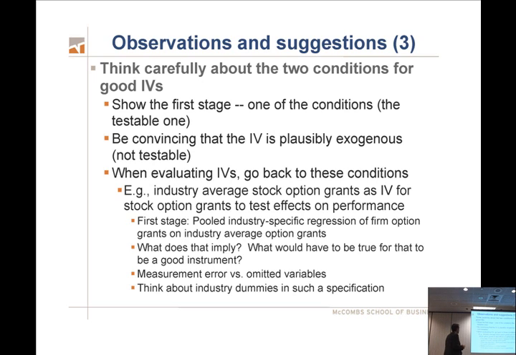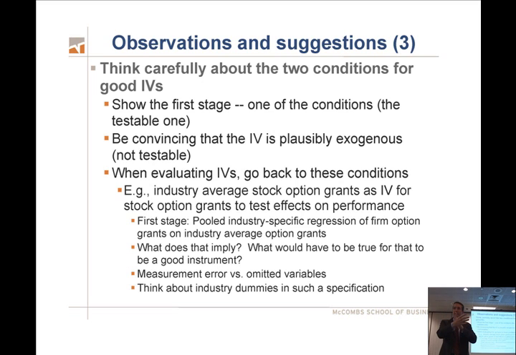Okay? So the first stage of that kind of test is that you would run some sort of pooled industry-specific regressions over time of firm option grants on the industry average option grants. So what does this imply? What is necessary for this to be a good instrument? Take the omitted variable problem, for example. What you have to be able to be convinced of for this to be a good instrument is the omitted variable problem varies across firms within an industry, but not substantially across industries.